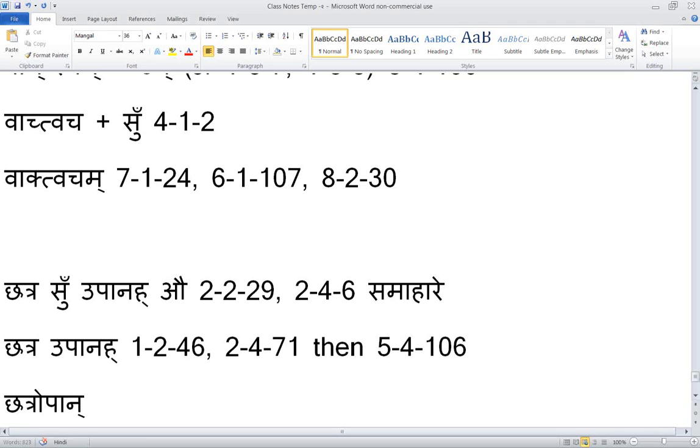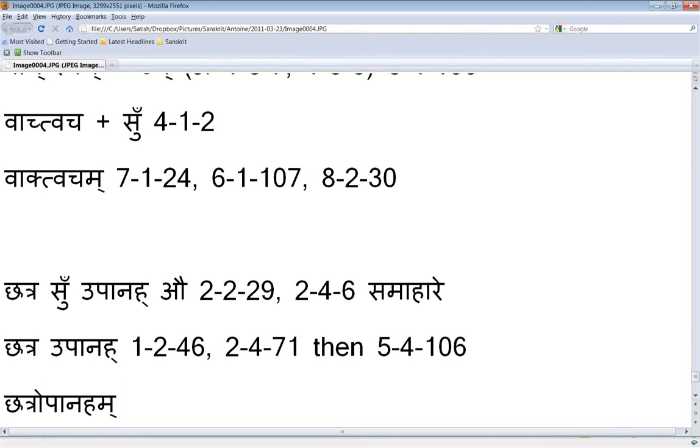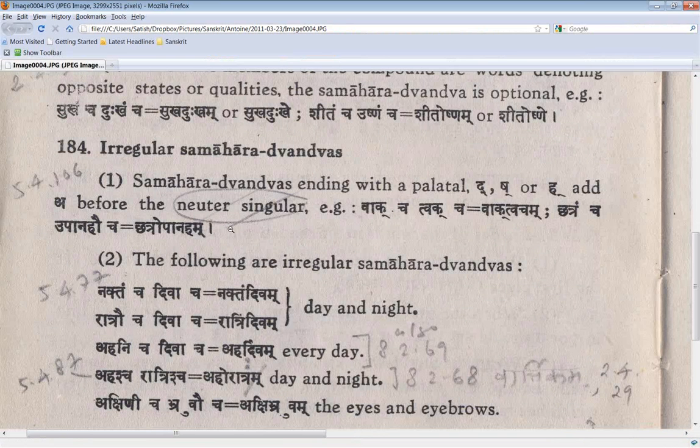Pa-na-ha, then decline that, chatropanam. So that's the example in the book, Chatropanaham. Chatropanaham. Okay. Now this comes still in that same prakaranam, the samasanta prakaranam.